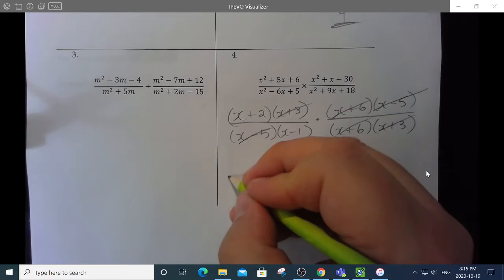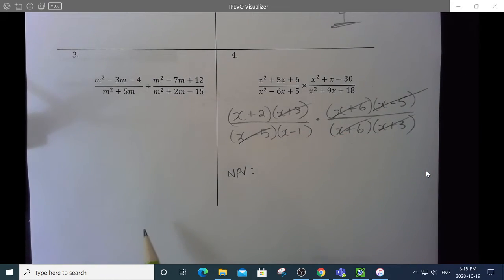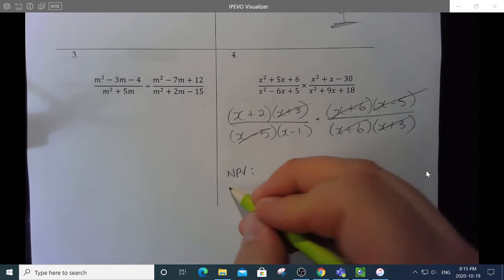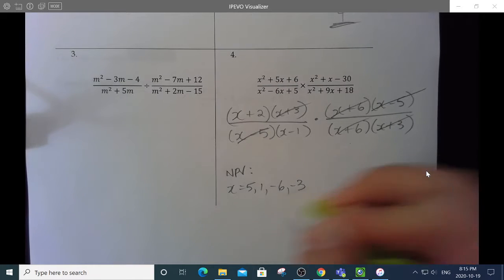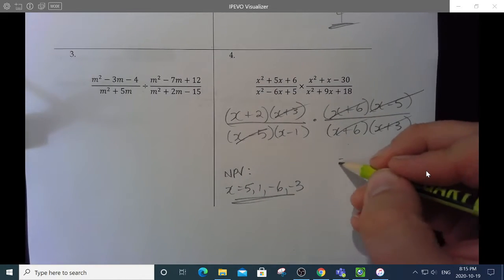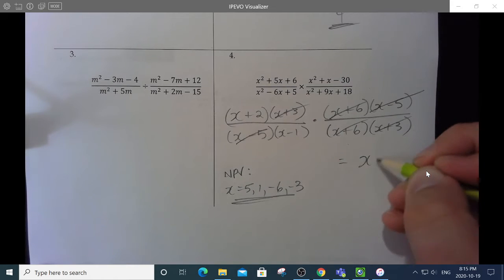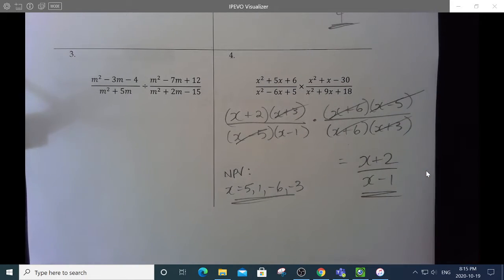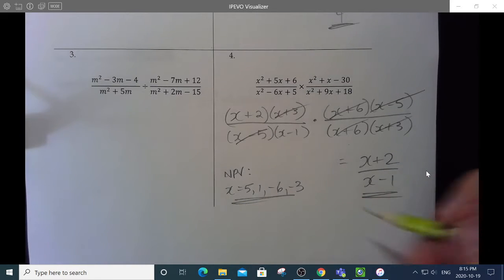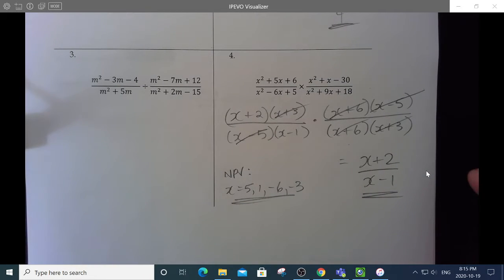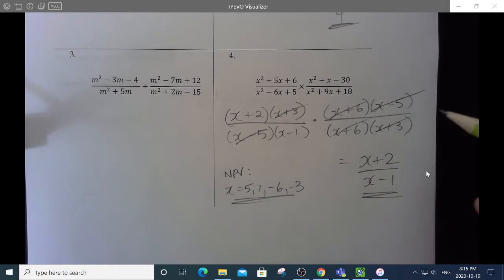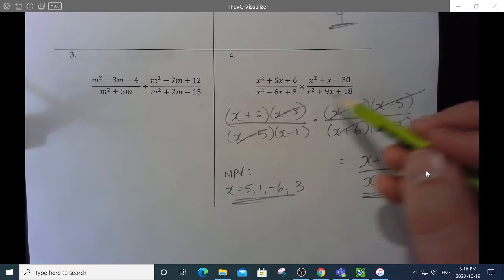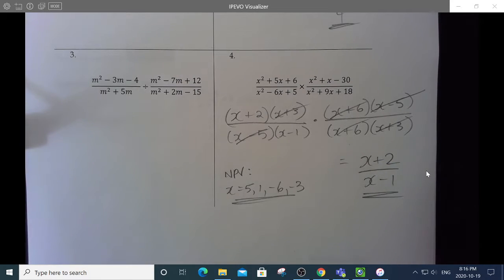Before I write down my final answer, though, what were the non-permissible values? The non-permissible values were anything that would have made a denominator 0, which would be 5, 1, negative 6, and negative 3. So there's my non-permissible values. But other than that, this thing simplifies all the way down to x plus 2 over x minus 1. And once again, pick your favorite number that isn't one of those numbers. I'd avoid 0 for this little game, too. Mainly because, you know, 0 gets weird, right? 0 times anything is 0, 0 plus anything's itself. So pick a number like 2 or 3 or 7 or 18, whatever your favorite number is. Run it through all that mess and run it through here, and you should get the same value.